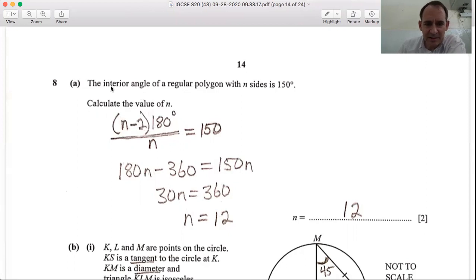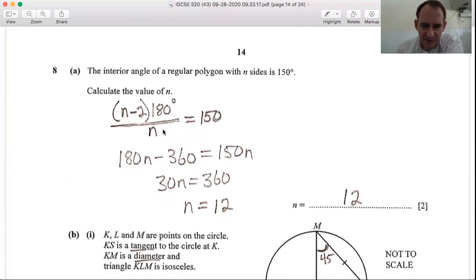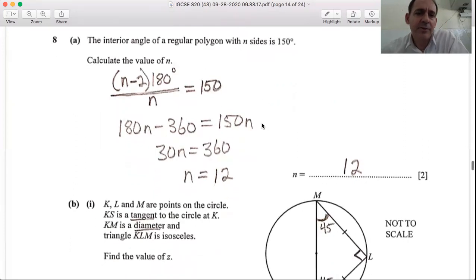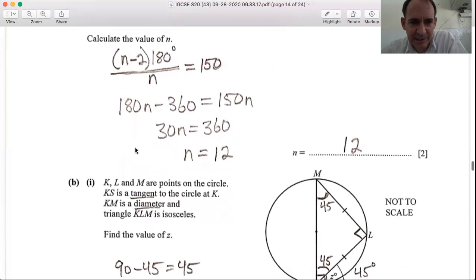Now, this doesn't give you one angle. It gives you the total, and one interior angle is 150 degrees. So we have to divide the total by the number of sides, which is the same as the number of angles, to get one specific angle. So this is our formula.